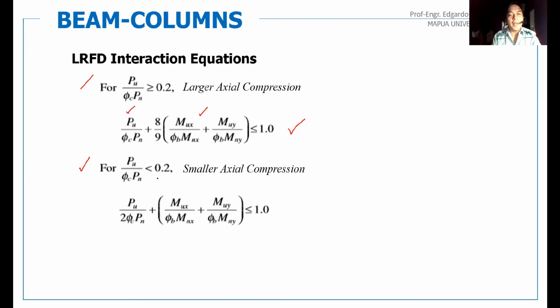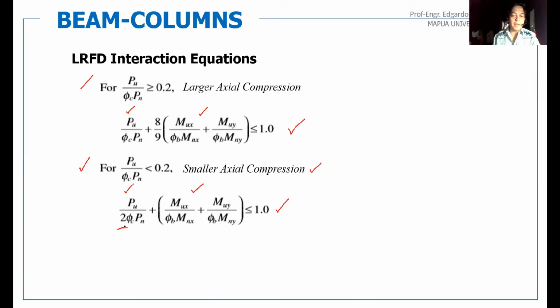Okay? So ibig sabihin, mababa yung contribution ng axial compression. So that's why it's named as smaller axial compression. Since smaller axial compression, basically we could consider this as more of a flexural member. So if you look at the interaction equation, the equation involves more of flexure. Only half is being considered in the axial compression.